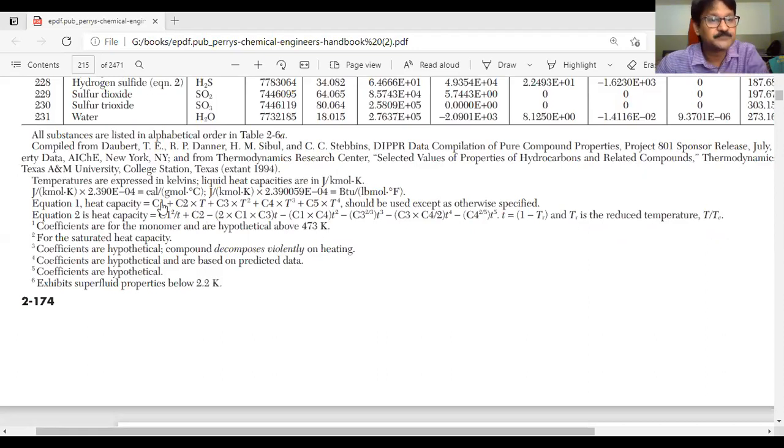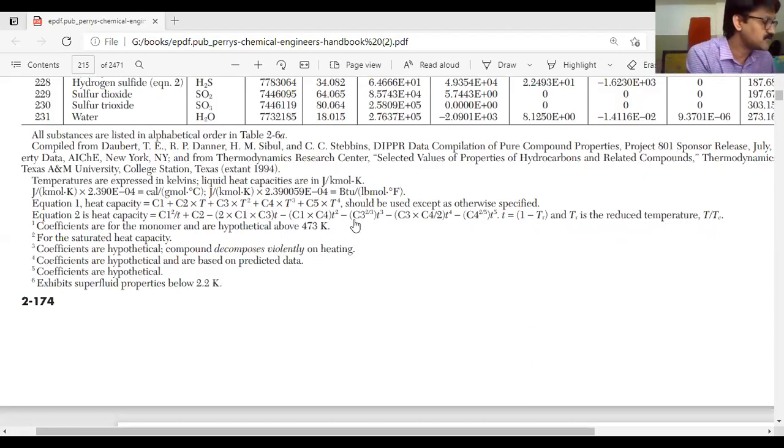Here nothing is specified, so you can see C1. Please remember T is always in Kelvin whenever you are using Perry handbook. All the values should be calculated in Kelvin only, so 111.4 plus 273 will be added here. C4 and C5 are 0, so therefore you will be getting the value.